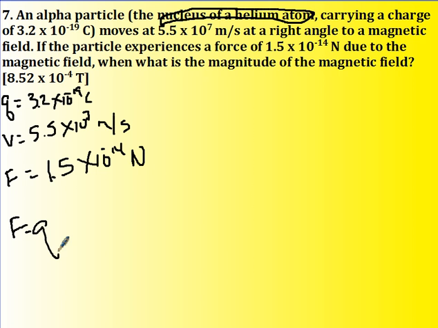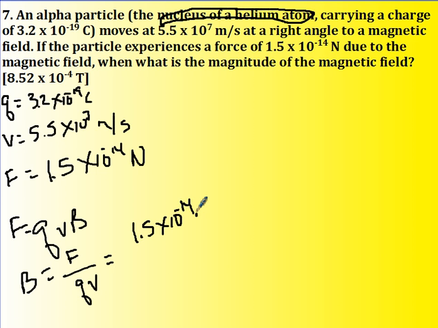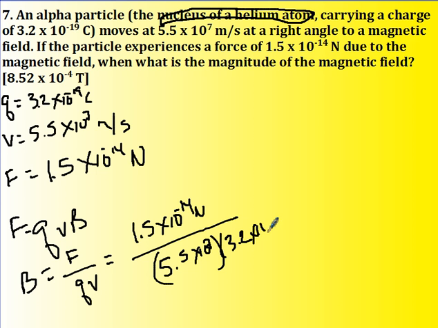F equals QVB. Now, I didn't give you direction, so you cannot compute the actual direction. B is F divided by QV. The force is 1.5 times 10 to the negative 14 newtons. The velocity is 5.5 times 10 to the 7th. And I forgot the charge, 3.2 times 10 to the negative 19. It doesn't matter which order you put them in.